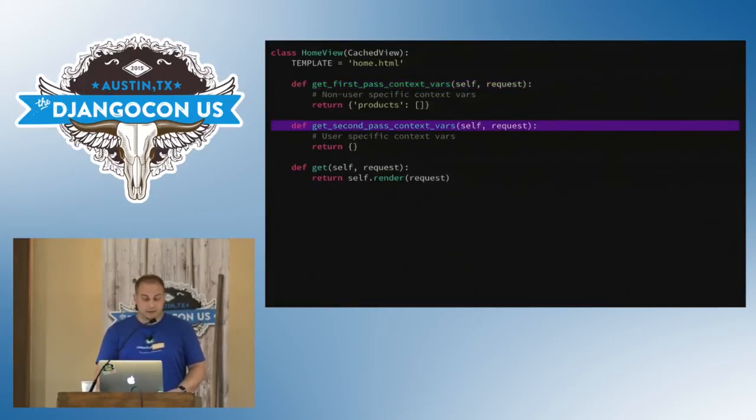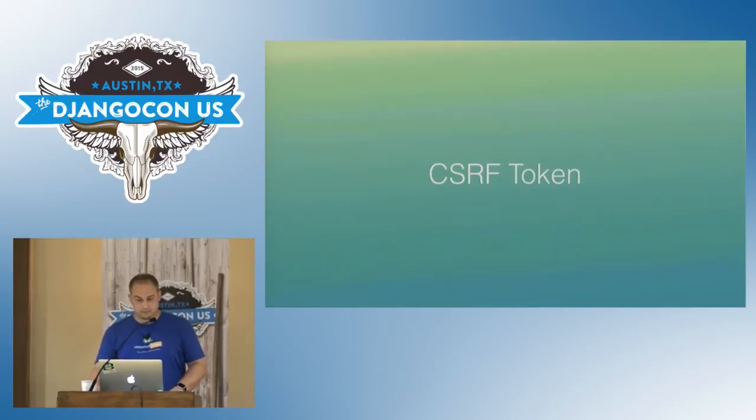Next, we've got get_second_pass_context. This will be anything that's specific to the person viewing the page, perhaps a shopping cart count or a user-specific message. And there's also one other very important item that is specific to everyone who's going to submit a form, the CSRF token. You may be thinking, we don't need to worry about that because Django handles it for us. And you're right. But we do need to be specific to each person viewing the page. So I'm going to show you how we handle that in a moment.